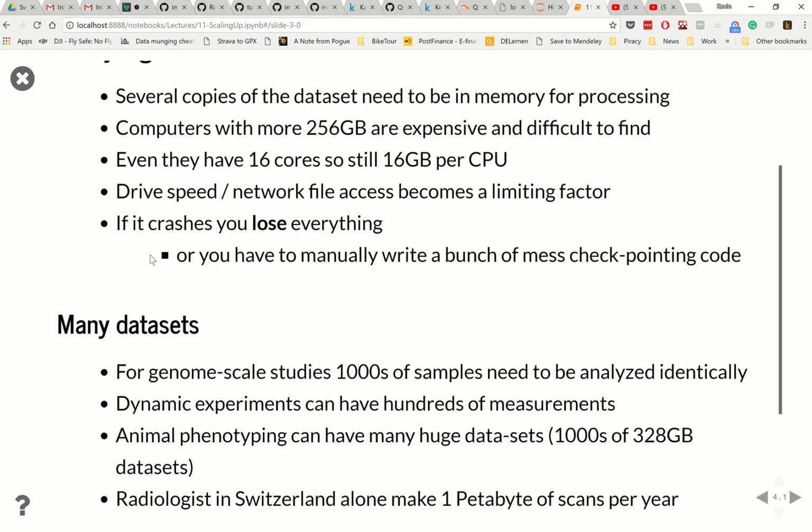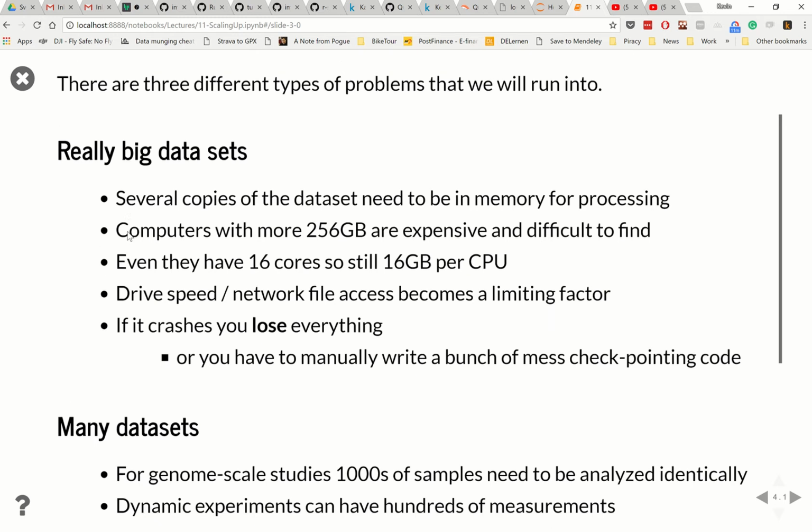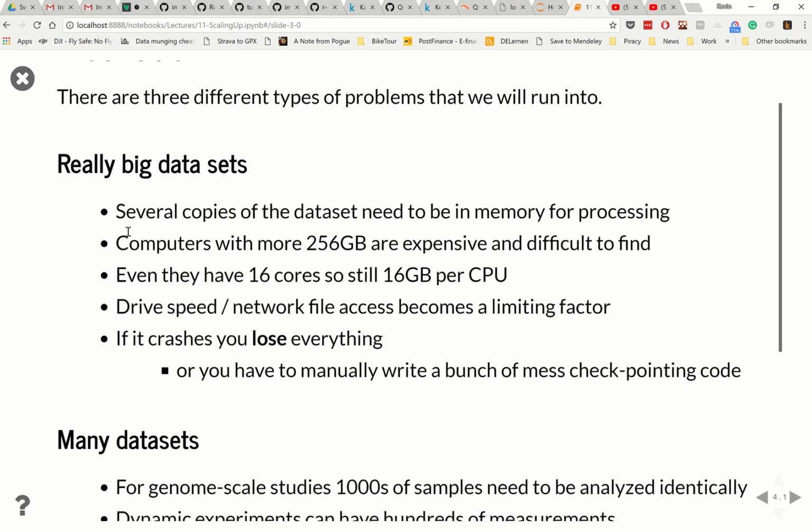Drive speed and network file access can become quite a limiting factor. And so if you're dealing with sort of reading in a terabyte of image data, if you're reading that from a hard drive, that takes a very long time to read in, and you can try to read it in parallel, but fundamentally you're limited by how fast a single hard drive can read data in. You have the problem if it crashes, you lose everything, or you have a situation where you have to write a bunch of manual, messy checkpoint code, which says, if I get to this step, save the result, and if the saved result's present, then go to the next step.